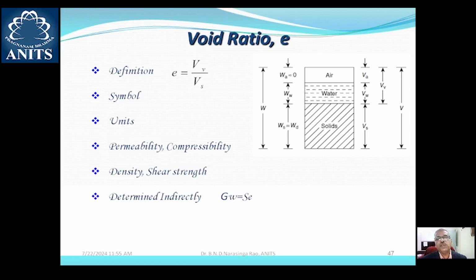Generally, void ratio is determined indirectly, using some of the relations like G w equal to S e, which we will see in the latter part of this session. And the void ratio e is also given by this equation, e equal to G gamma w by gamma d minus 1. And the usual values are, void ratio of a soil can take any value greater than 0. It's not that void ratio is to be less than or equal to 1, not necessary. Void ratio in some soils, clayey soils especially, can have values greater than 1 also.